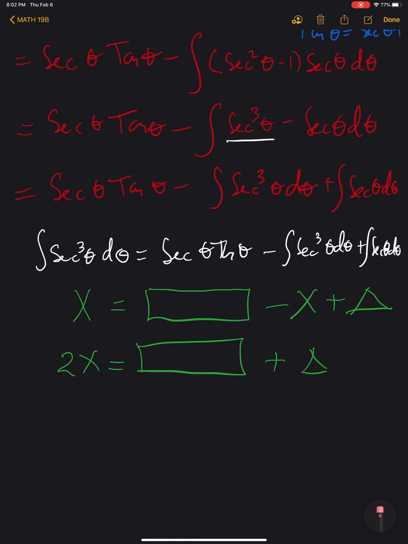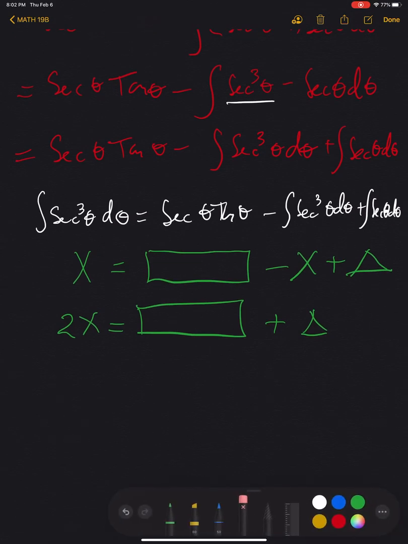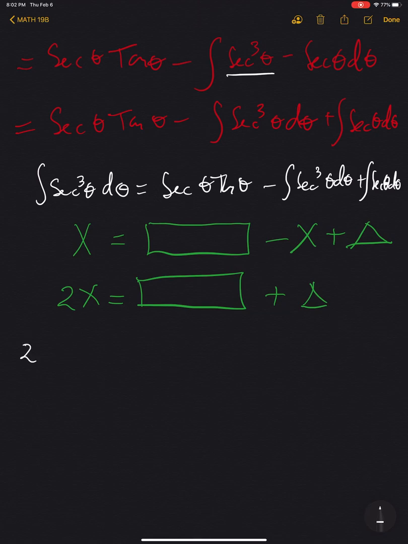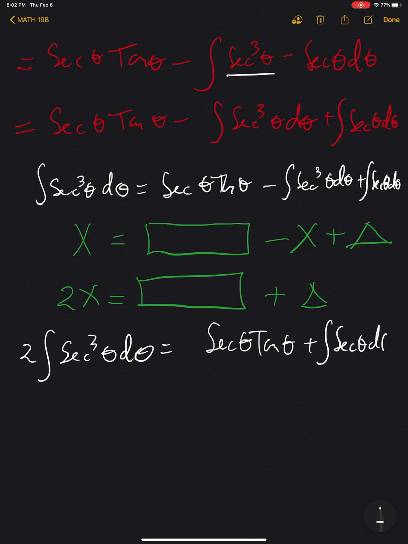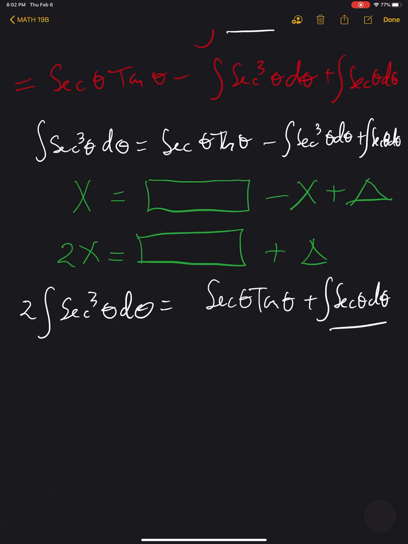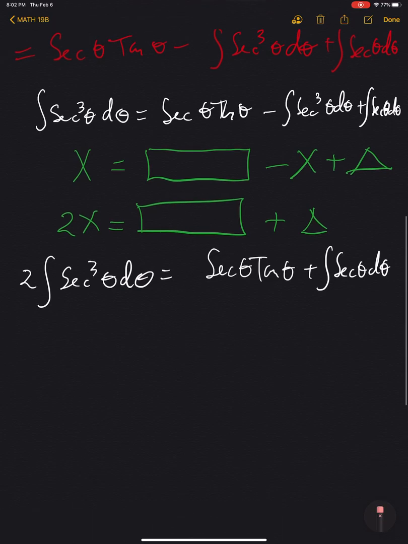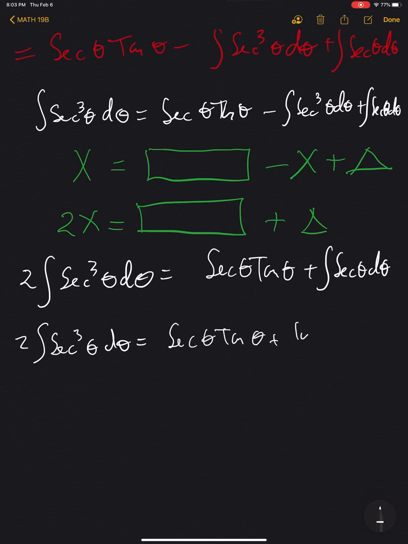We can move this integral to the other side, and then we will have twice the value of the unknown equal to the expression that we computed. So this becomes 2 times the integral of secant cubed theta d theta equals secant theta tangent theta plus the integral of secant theta d theta. Now again, this integral, we can find it in a table of integrals. So we can just substitute for that. This will become 2 times the integral of secant cubed theta d theta equals secant theta tangent theta plus the natural log of secant theta plus tangent theta plus a constant.